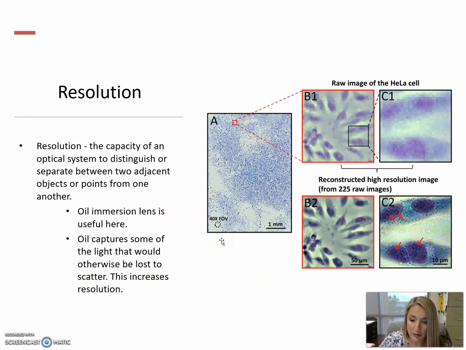While magnification is extremely important in microbiology because it makes the specimen larger, it cannot be successfully accomplished without proper resolution, because it does us no good to make an object larger if that object is blurry. So resolution is the capacity of an optical system or a microscope to distinguish or separate between two adjacent objects or points from one another. So basically, it's the ability to see different bacteria as actually different cells versus one just big blob of a bunch of cells all pushed together.